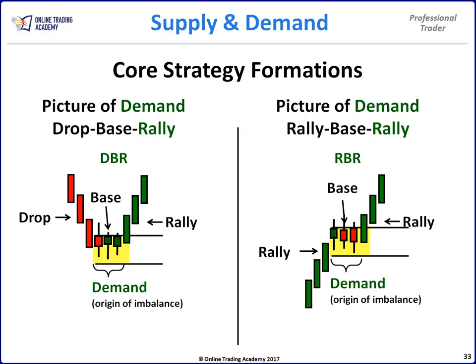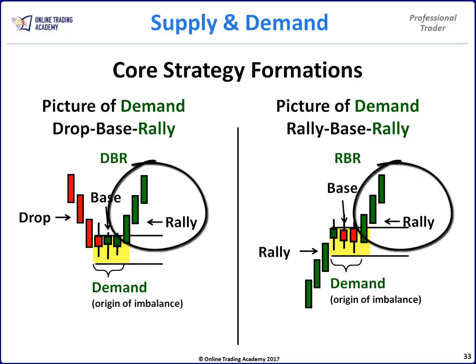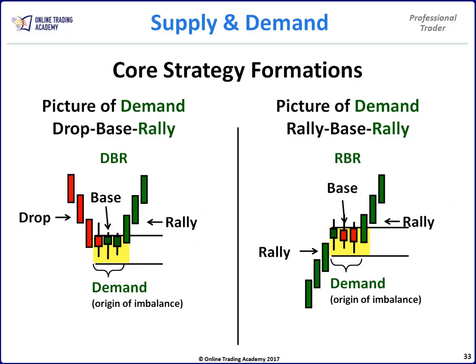You'll notice that what's common between these two formations is that rally out in price. It doesn't matter if price drops into that base or rallies into that base. What defines these as demand zones is that leg out being a rally. The way that price moves away from the zone is going to determine whether this is a demand zone or a supply zone. So the fact that price moved away by this strong movement up, these big green candles, that's what's going to define these as demand.